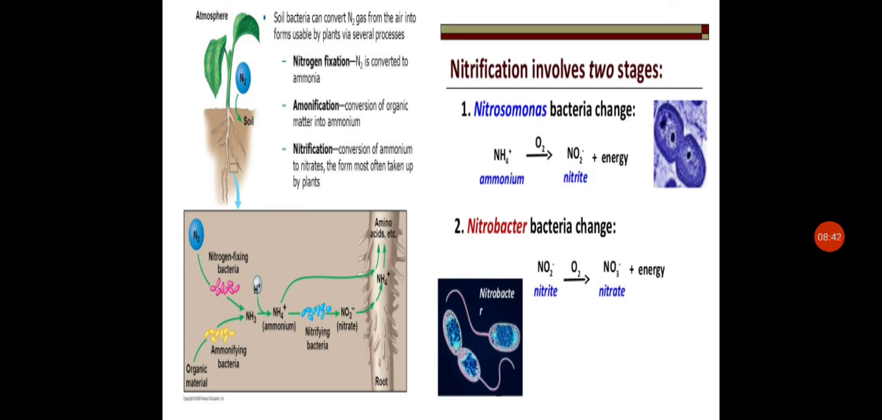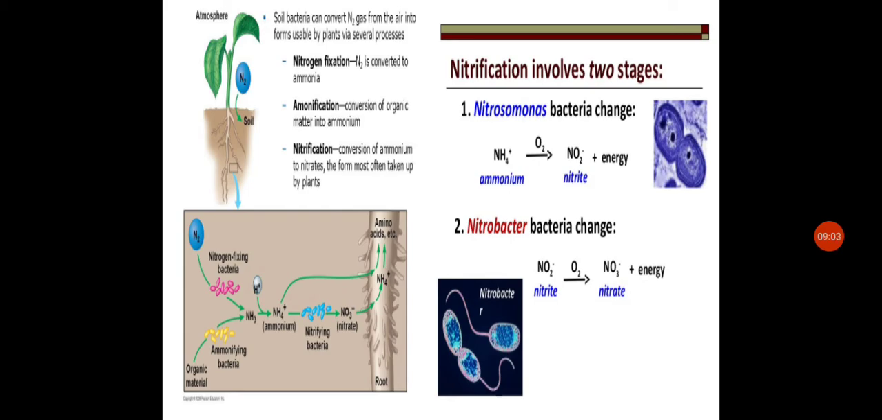First, ammonia is converted into nitrites by bacteria, which is Nitrosomonas. The nitrites are then converted into nitrates by other bacteria, which is Nitrobacter. So here are the steps of nitrification.